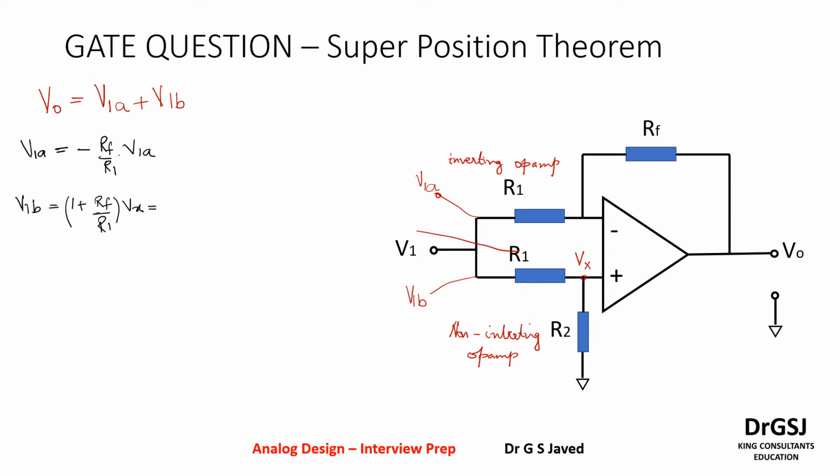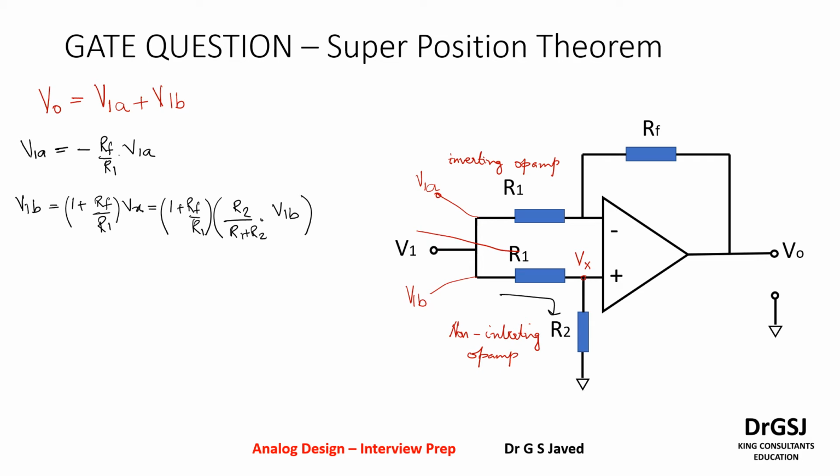Now to find Vx, you can apply KVL or the voltage division rule, either one is possible. So applying the voltage division rule, Vx can be written as R2 times R1 plus R2 times V1B. Right. So now we have got the responses for V1A and V1B.